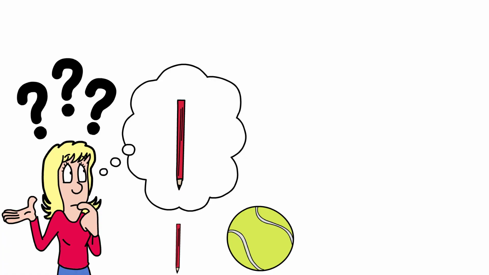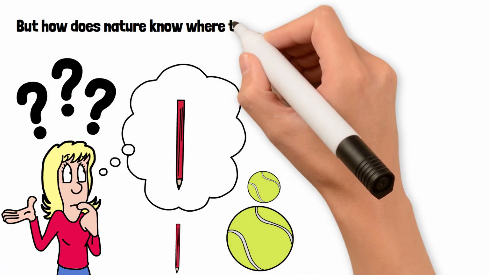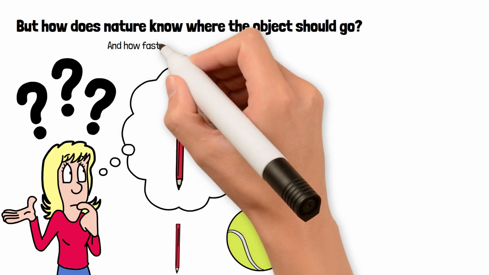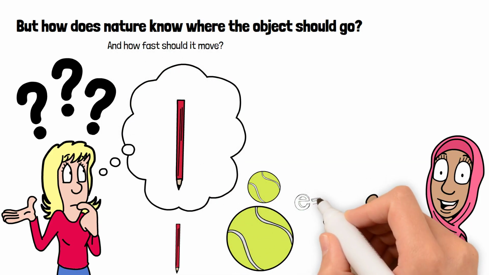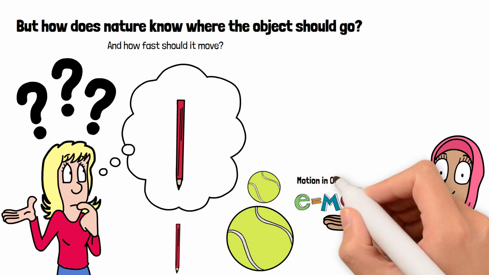Imagine this. You drop your pencil and it always falls straight down. You throw a ball forward and it always moves in one straight line. But how does nature know where the object should go and how fast should it move? Welcome to the simplest and most powerful idea in physics: motion in one dimension.